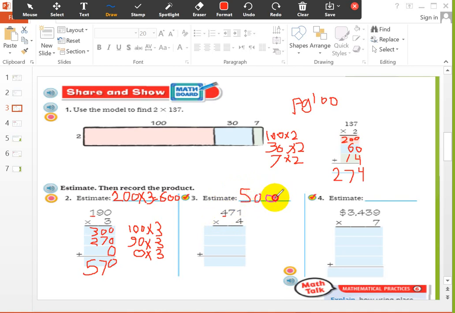Now I will multiply 4 with what? With 500. 4 multiply 500. 5 multiply 4 equals 20. I will write the answer here. Okay? 20. And put 2 zeros next to the answer. So the final answer will be close to 2,000. Okay? This is the estimation.